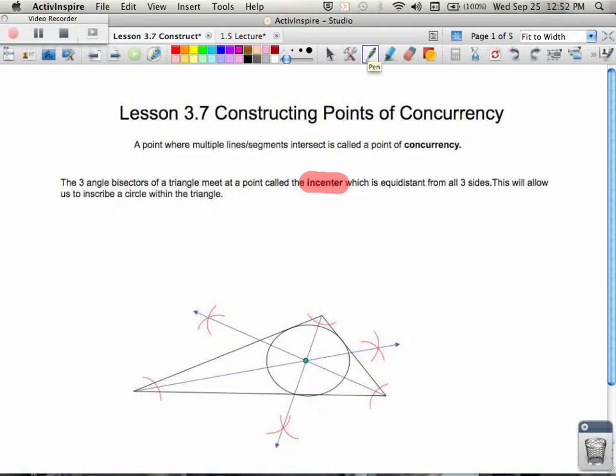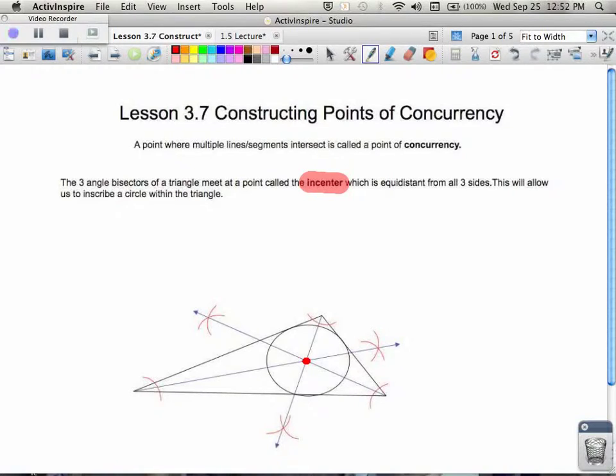Now, when you have three angle bisectors of a triangle meeting, that's the incenter. That incenter, or the point that they're talking about, designated here with the red point, is equidistant from all three sides. This will allow us to inscribe a circle inside of the triangle, meaning that it will touch all three sides of that triangle. And I'll be able to see that based on your arc marks.